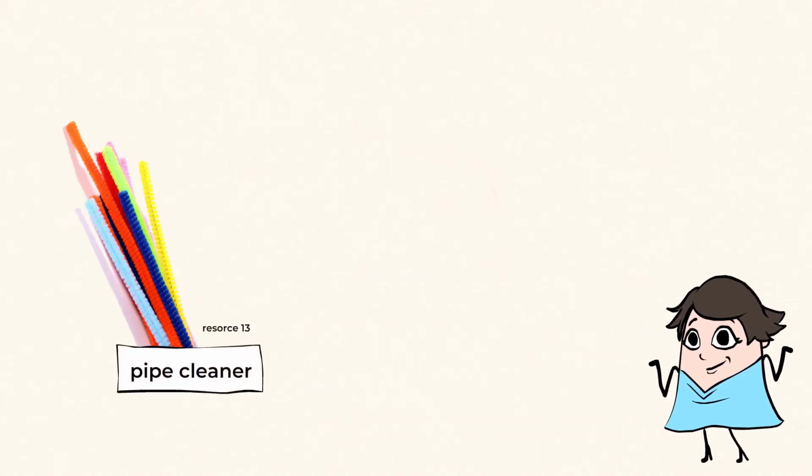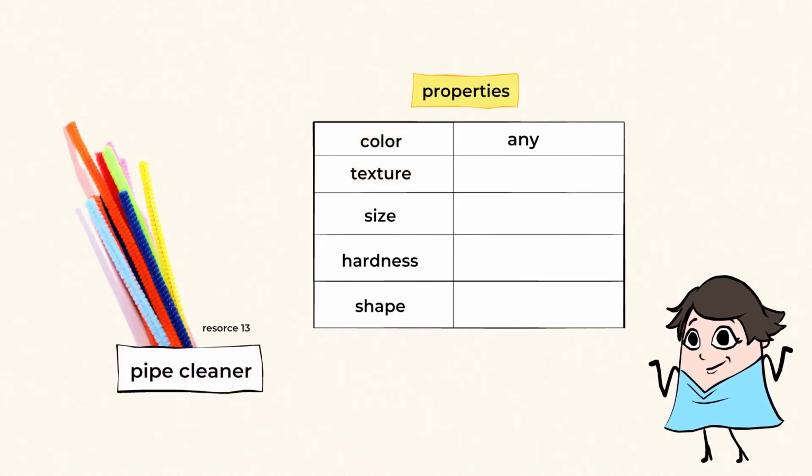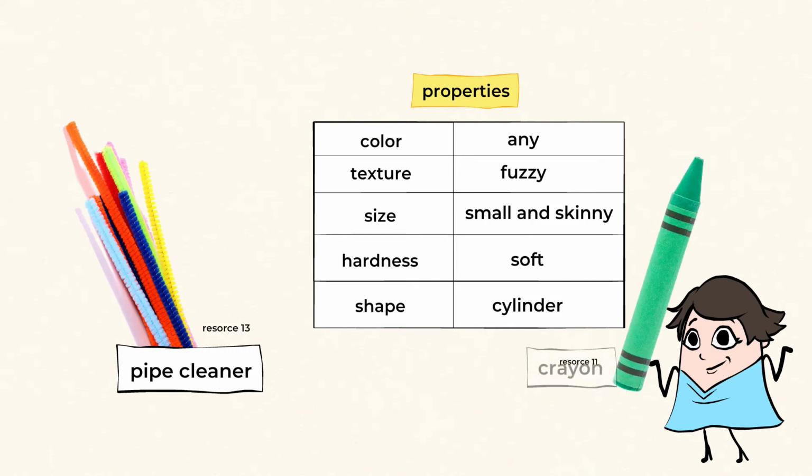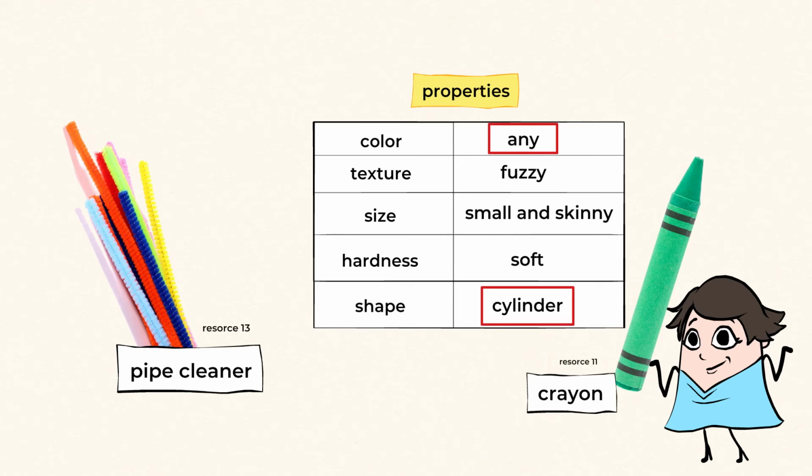And let's classify one more thing. Pipe cleaners. You can have pipe cleaners in any color you can imagine. They're fuzzy and soft on the outside, and they're flexible so that they can change their shape. They're small and skinny and look similar to a pencil, just like our crayon did. This means that our pipe cleaner and our crayon can be classified in the same way because they have two similar properties. They can both be of any color, and they're cylinders.